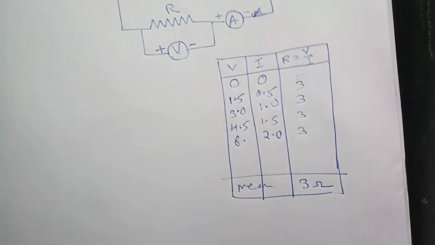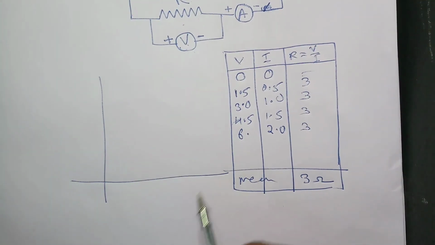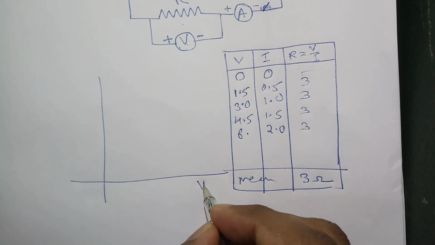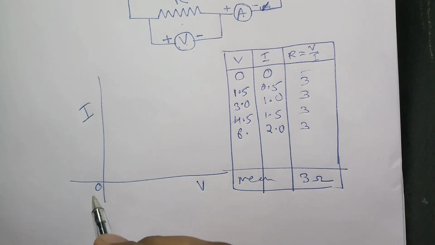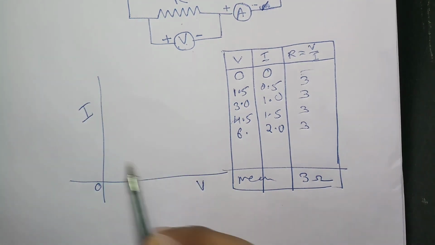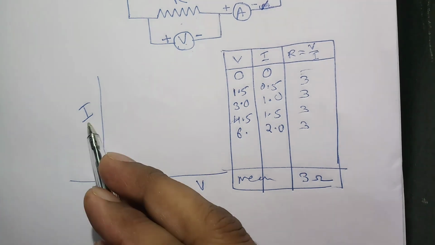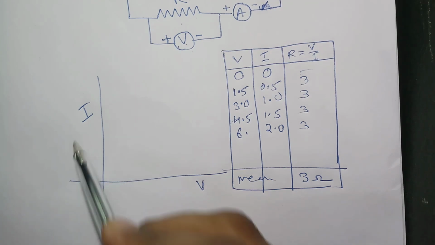Now if you draw a graph for this, see here, in some books this side is given as V and this side is given as I. In some books it will be the opposite. It doesn't make any difference, because it depends on which one we are varying and which one we are checking. If you vary the voltage and check the current, you will draw like this. If you plan to vary the current and check the voltage, it will be the opposite.